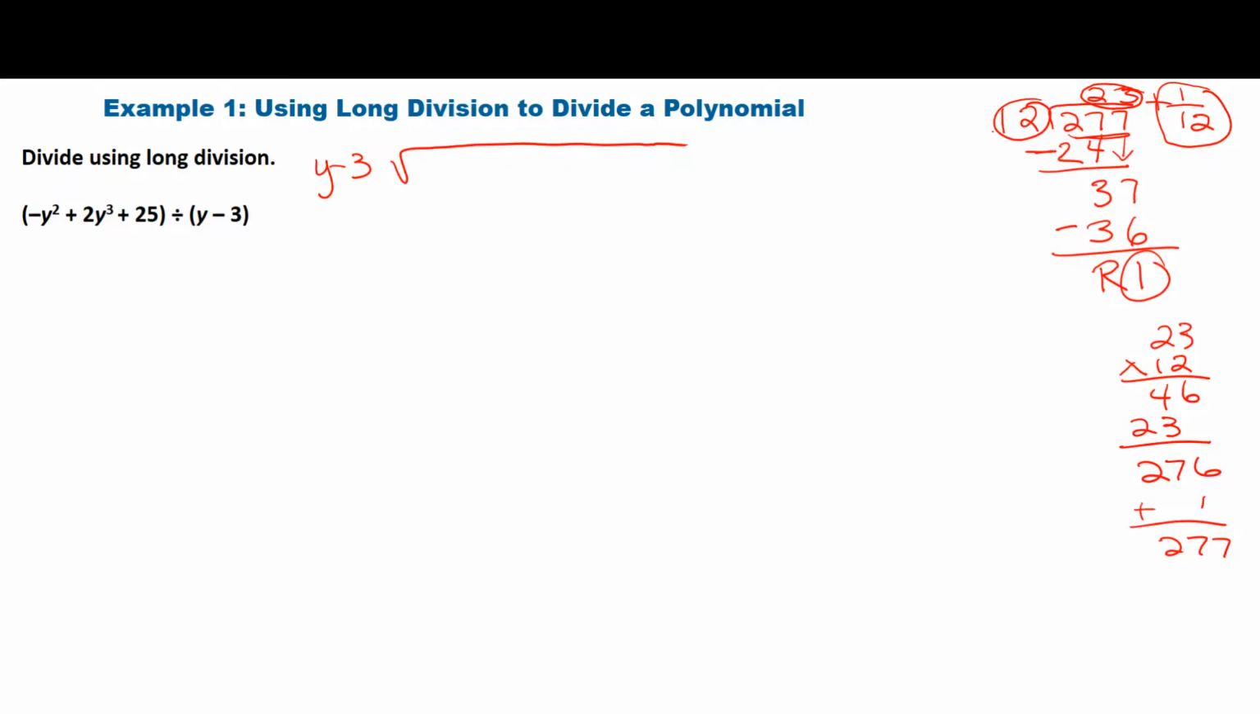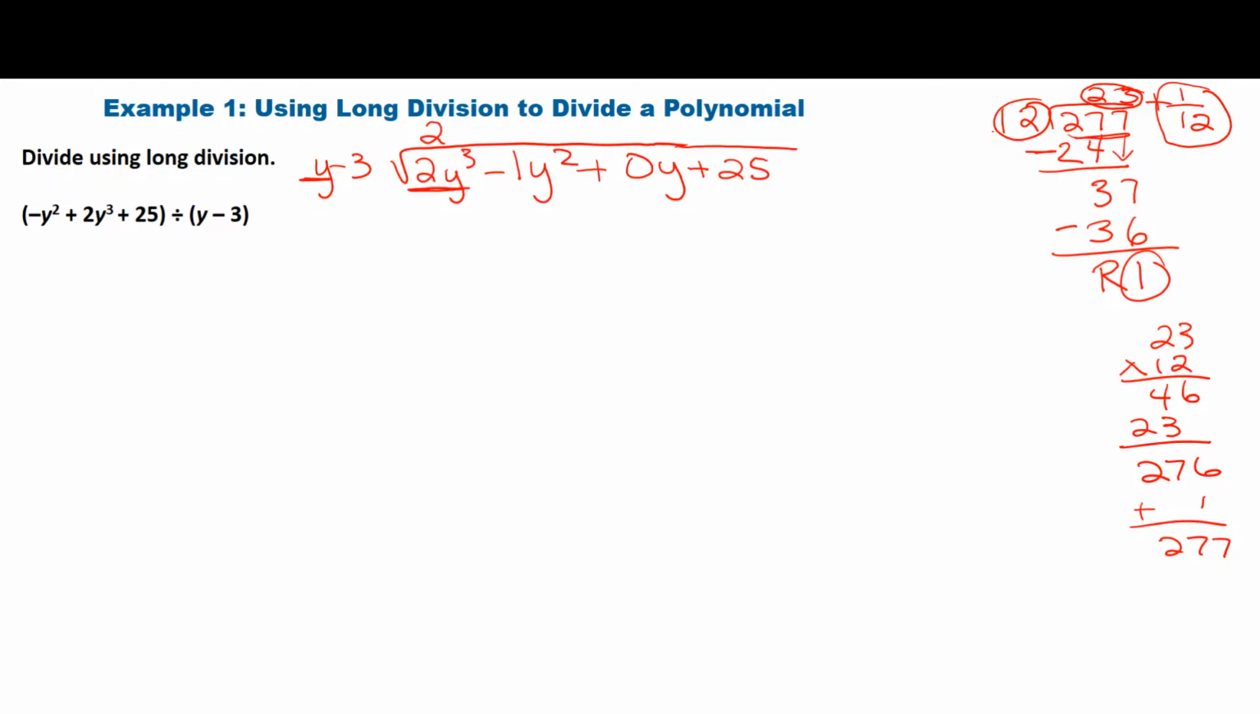So let's get started. We start out with 2y to the third. And then next we have a negative 1y, so we're just going to say minus 1y squared. Notice that we don't have any y's in here, but we need to keep a placeholder for that, so we're just going to say plus 0y, and then plus 25. All right, so now we can start dividing. What we want to look at is our first term here and our first term here.